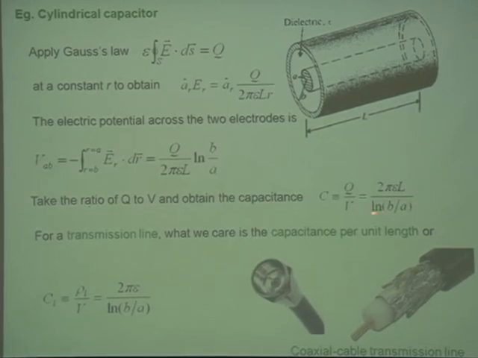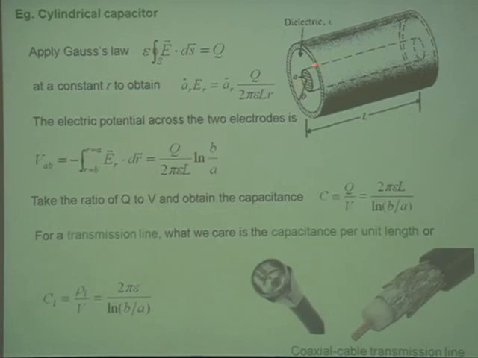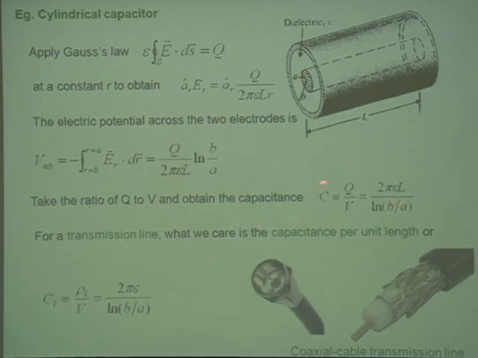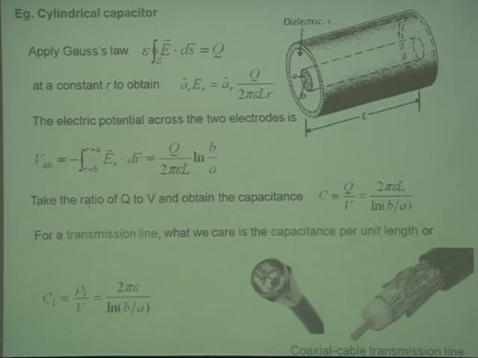And then you have a natural log term. This is just a measure of the ratio of the radius B to A. If B to A is small, this means that this electrode is very close to this electrode, so you can have a stronger electric field. Therefore, you have more charge. Therefore, you have a larger capacitor. So this is how you interpret this equation.